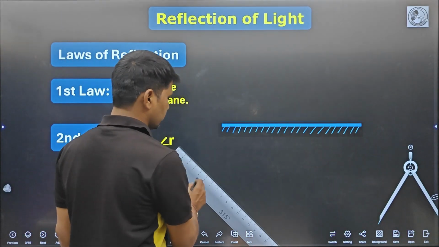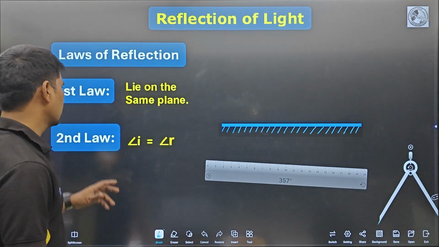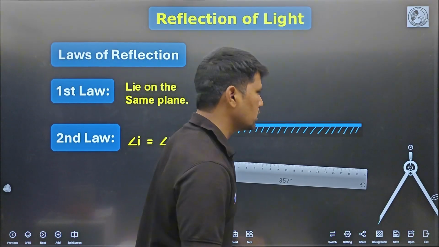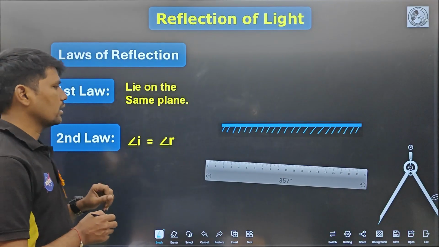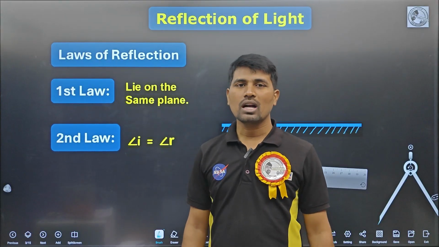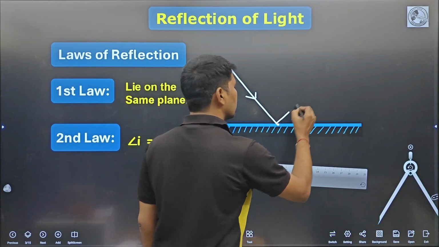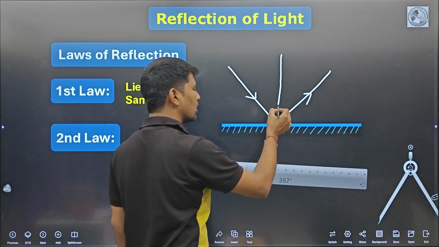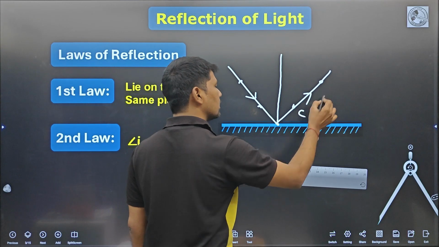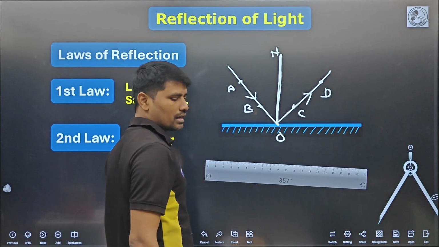Right. So here we already discussed reflection rays, right? But what are we discussing here? Laws of reflection. Laws of reflection means we have two laws, first law and second law. What is the first law? What is the second law? Very simple. The first law says they lie on the same plane. What lies on the same plane? The incident ray, the reflected ray and the normal lie on the same plane. Incident ray AB, reflected ray CD and normal ON. These three lie on the same plane.